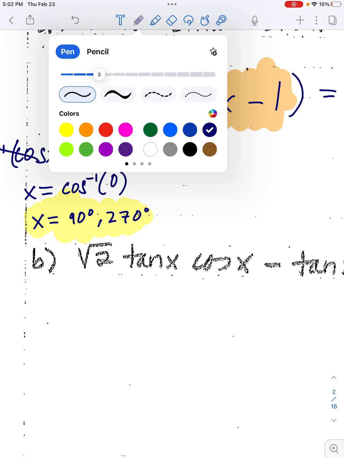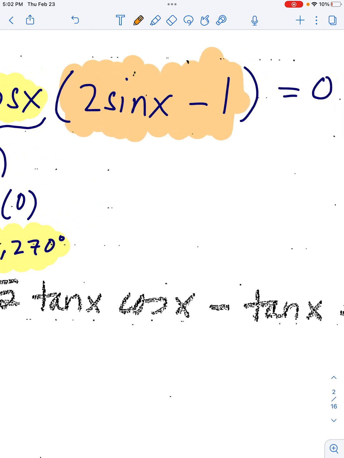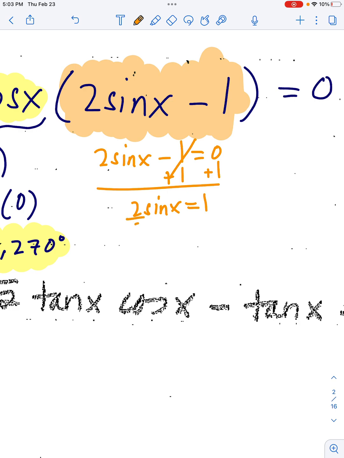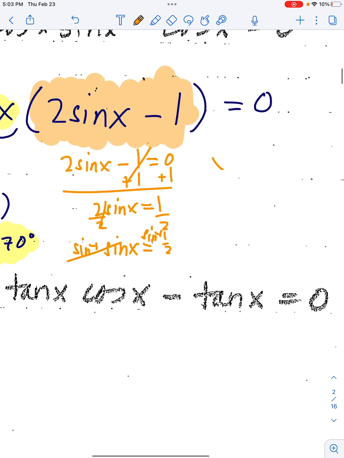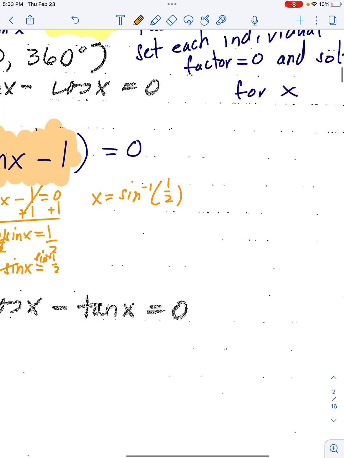All right, and then let's do the orange, okay? So we have 2 sine x minus 1 equals 0. Let's add 1 to both sides. Let's divide both sides by 2. Okay, so sine x equals 1/2. Let's hit both sides with an inverse sine. All right, that cancels. So x is going to be equal to the inverse sine of 1/2. So x is the angle whose sine is 1/2.